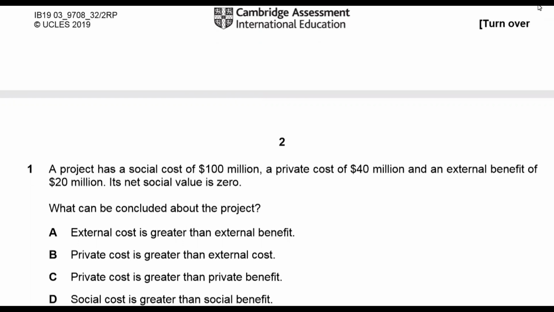The answer for question number 1 is A. External cost is greater than external benefit. External benefit is given in the question, that is $20 million, and external cost is the difference between social cost and private cost. Social cost is 100 and private cost is 40, so external cost will be 60. External cost is greater than external benefit.